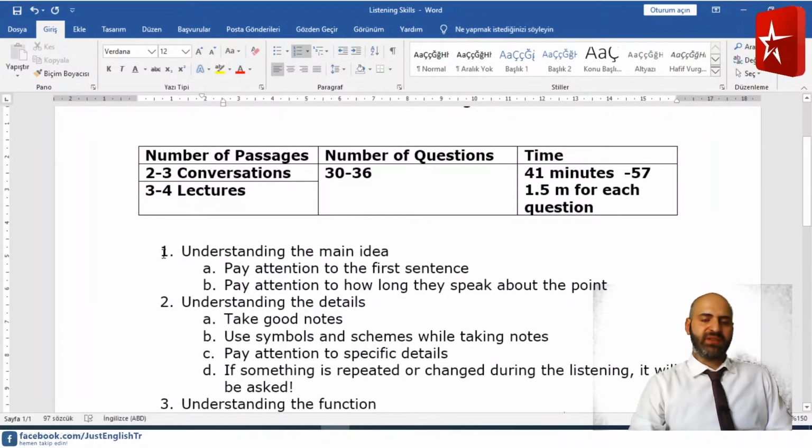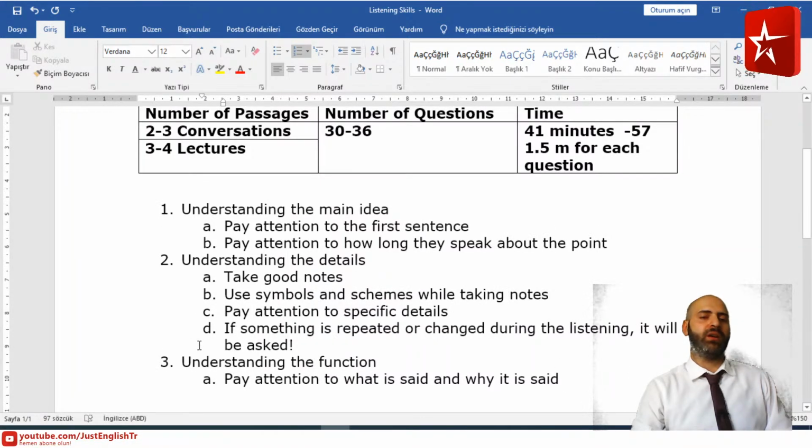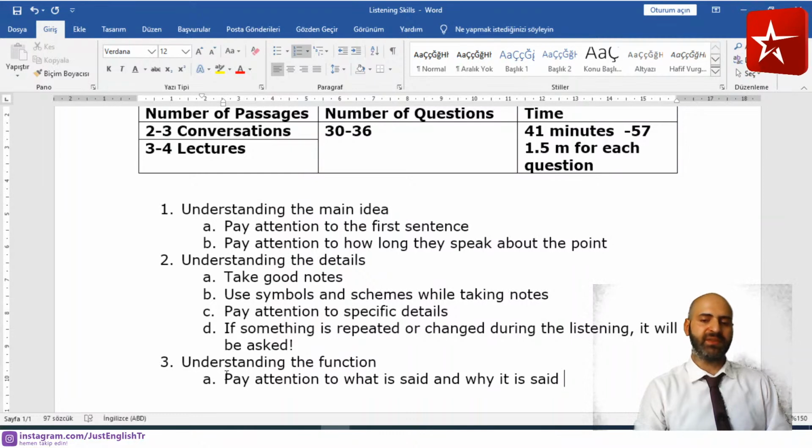We learned question type number 1, which is about understanding the main idea of the passage. Also, we learned question type number 2. It's about understanding the details of the listening passage. And we covered question number 3, understanding the function of the conversation. If you have not watched these videos, I recommend you watch them. It was last Saturday, listening skills number 1 for the TOEFL exam.